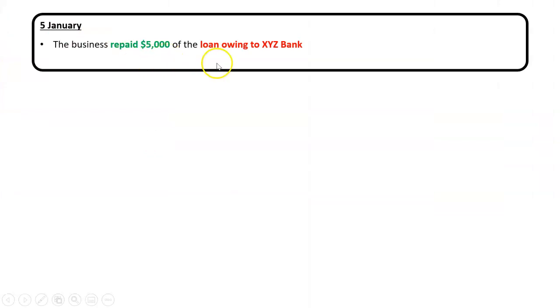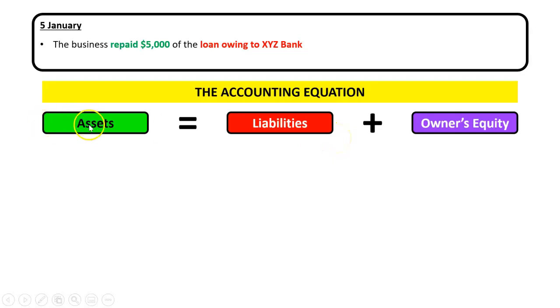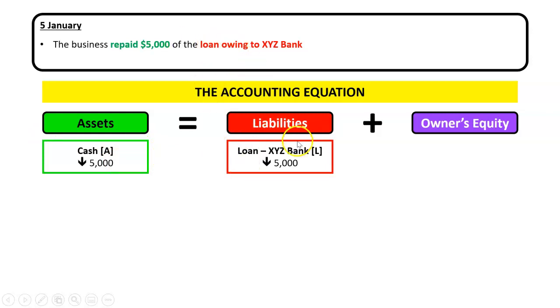Let's just take another example. The business repaid $5,000 of the loan owing to XYZ Bank. What does that mean? Well, let's look at the accounting equation here. We've got less money. We spent $5,000. So that's an asset called cash decreasing, equals your liabilities. But in this case, the liability called the loan to the bank has gone down. Originally we borrowed, I think it was $20,000. Now we only owe them $15,000. The liability has decreased. So in this case, we've got assets decreasing 5,000 equals liabilities also decreasing 5,000 plus 0 on owner's equity. And together that balances.